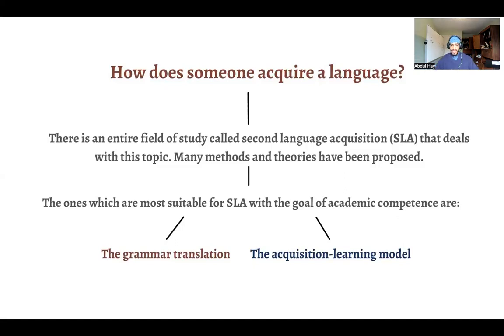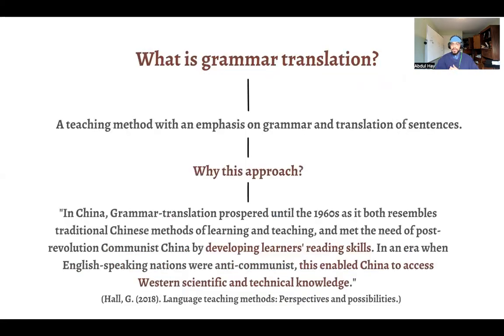So I'm going to break these down right now. What in the world does grammar translation mean, which is one of the two methods that we're going to be using to learn Arabic? The grammar translation method is very simple. It's a teaching method with an emphasis on grammar and translation of sentences. But you might say, oh no, that doesn't sound really fun. Grammar rules and translating sentences, that's not what we want to do.